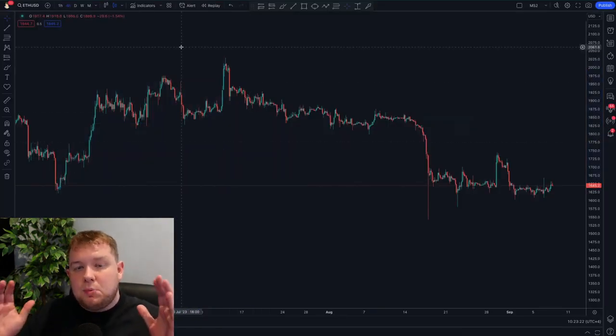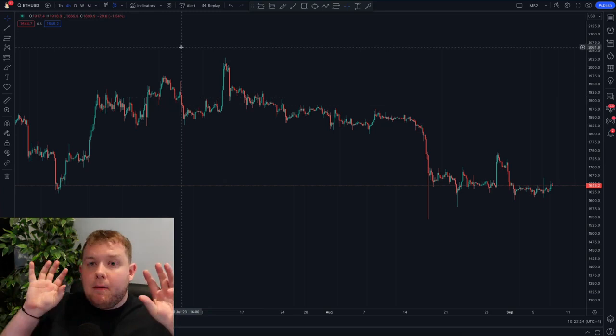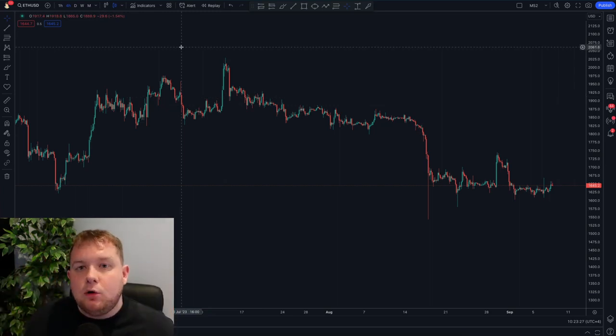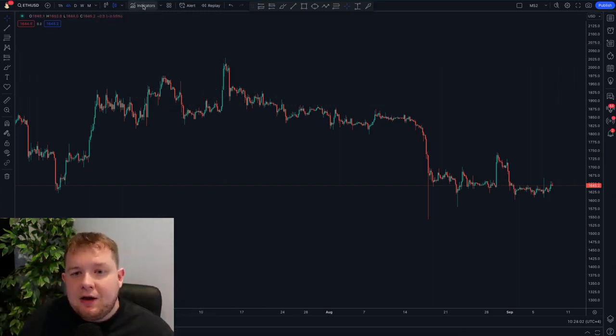So usually I have a large monitor. I have TradingView on one side, Bybit on the other, and it works absolutely perfectly. So let's go ahead and pull everything up on here.